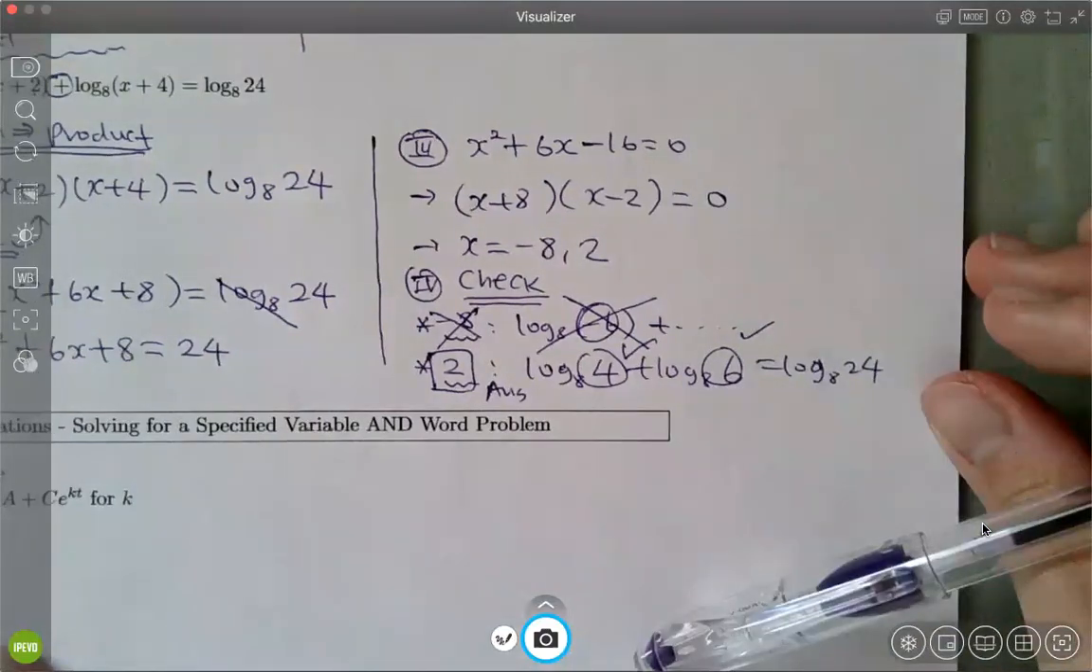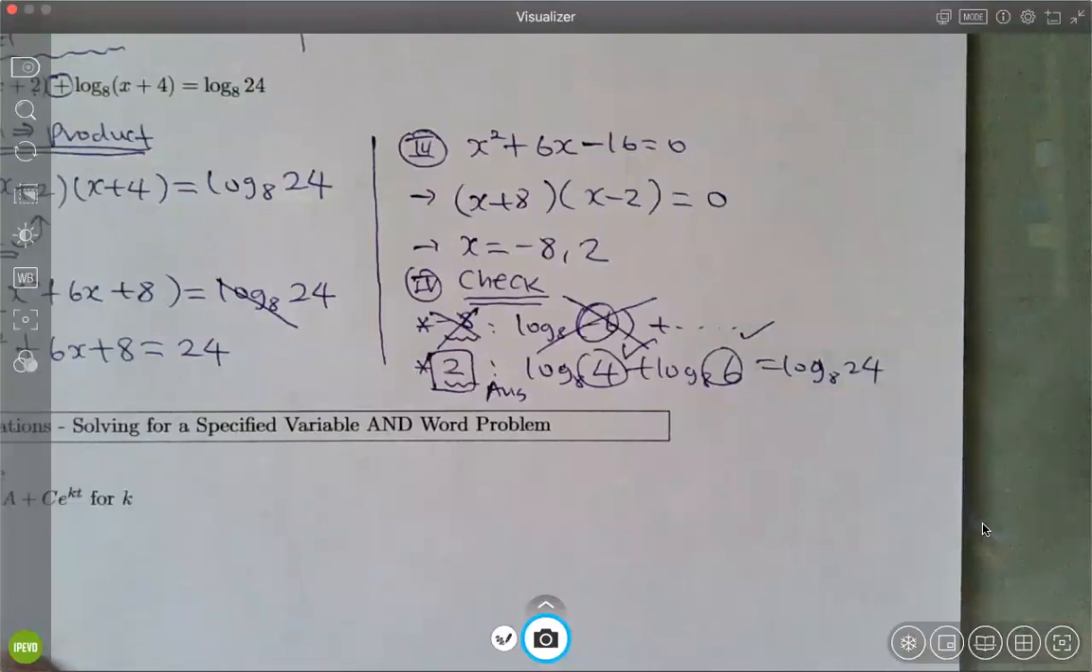Okay, so when you get 2 or even more values of x, then you must check. But in general, if you get one number for x, then you don't have to check. But remember, that's not always the case. But in 99.9% of the cases, that will be it. Okay, so you don't have to double check.